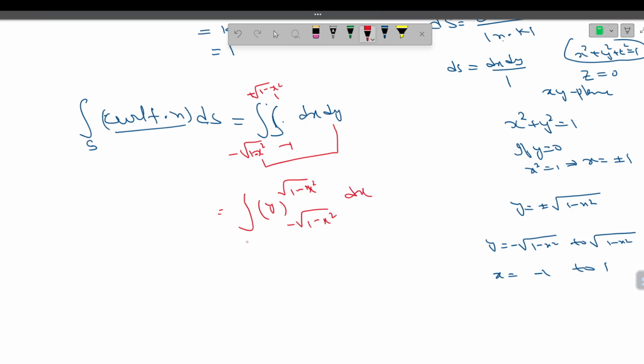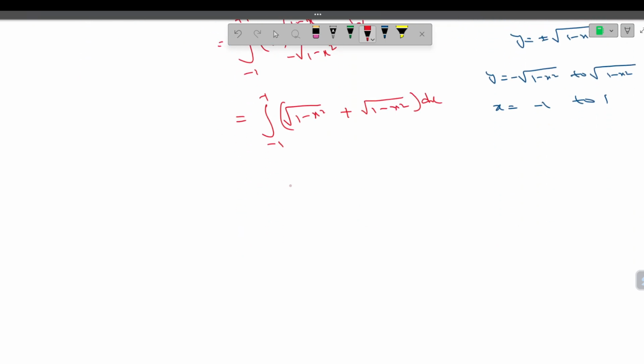dx from minus 1 to plus 1. So integration of dy is y. So this is the upper limit 1 minus x square, minus the lower limit minus of minus, which is plus 1 minus x square, dx. Now, this is 2 times the integral from minus 1 to plus 1 of root 1 minus x square dx.